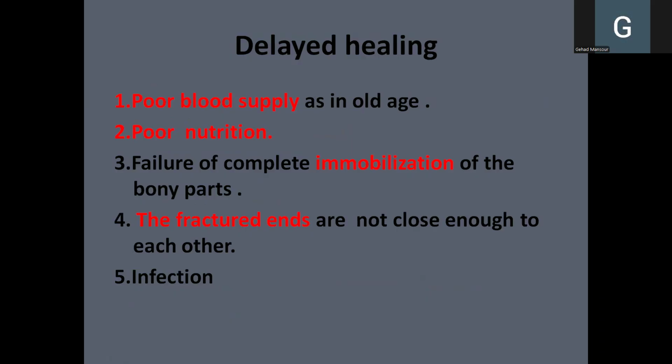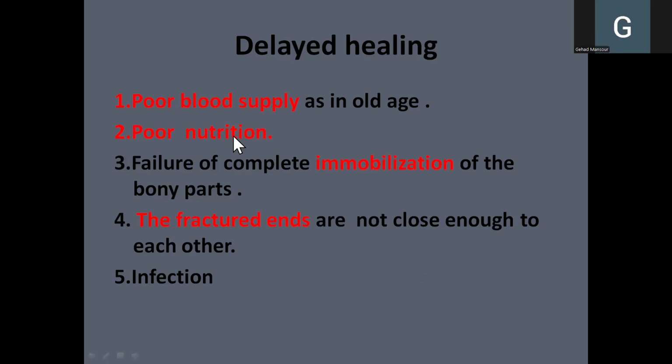Why? Because you know that the source of stem cells that form the fibroblasts, that form the chondroblasts, that form the osteoblasts, the source is the blood. So if there isn't adequate blood supply coming from the periosteal vessels, then healing will be very slow.